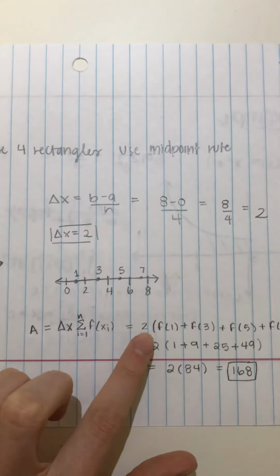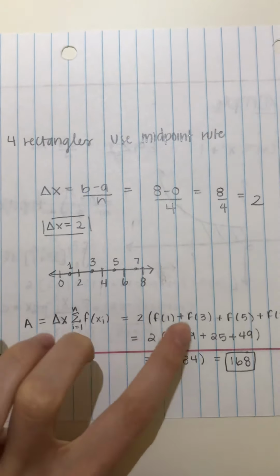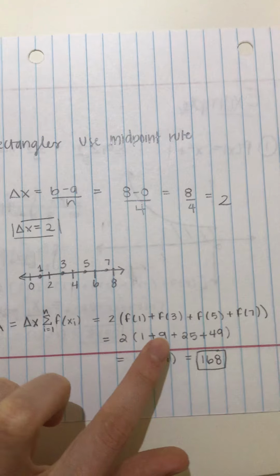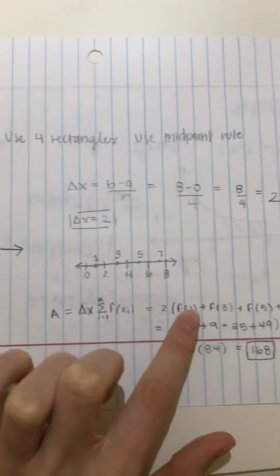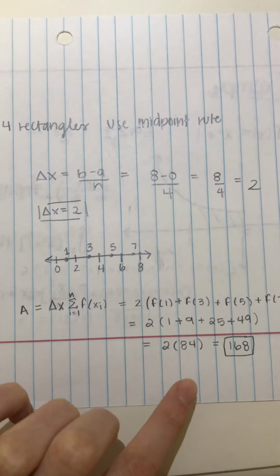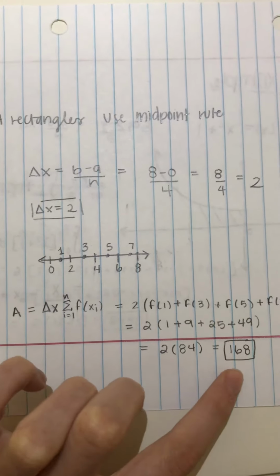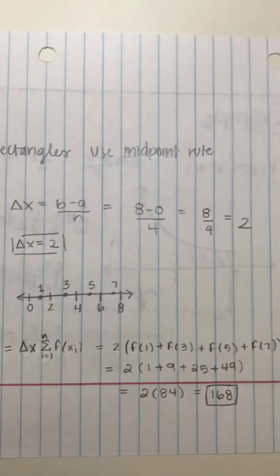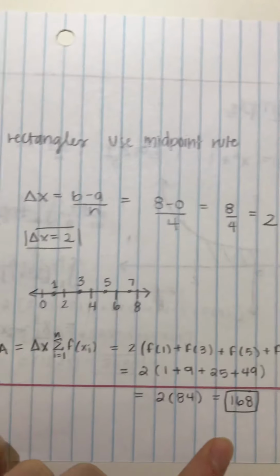So that is going to equal 2 times f of 1 plus f of 3 plus f of 5 plus f of 7. F of 1 is 1, f of 3 is 9, f of 5 is 25, and f of 7 is 49 because our function is x squared, so I'm just squaring all these x terms. So that becomes 1 plus 9 plus 25 plus 49, which equals 84. And 2 times 84 is 168. So this isn't the exact area, but this is an approximation of the area using midpoint rule.